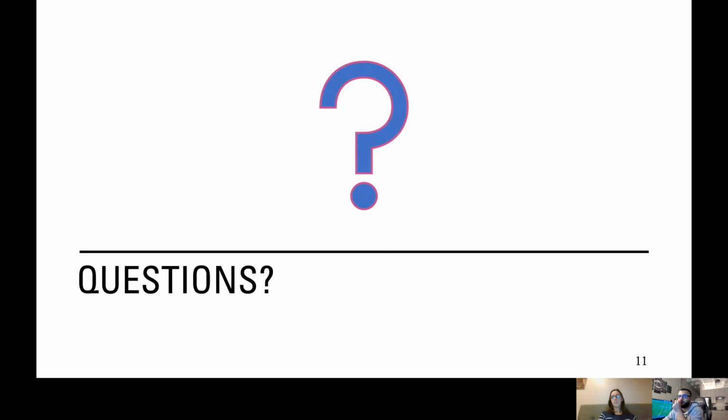Also, the sensor works from farther away, not just right up close. But we just had everything up close so you could see what was happening. And that's our project. Thank you. Thanks.